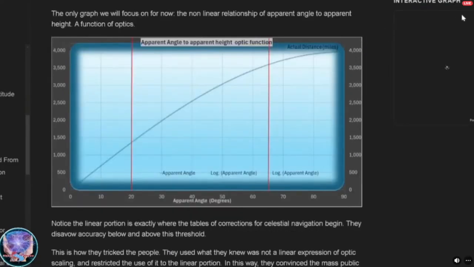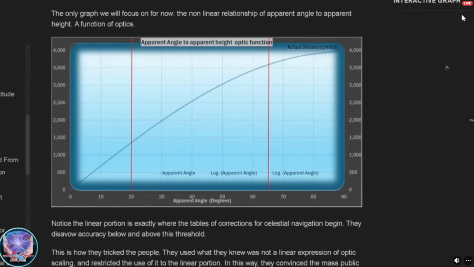This is essentially just apparent angle to apparent height. So this is the optics function. This is what it would appear to your eye if no other considerations were made. And this is the one that I think would best describe how they have celestial navigation currently operating, right? It's a logarithmic function. Again, logarithmic-like, doesn't approach zero, but approaches the limit of vision instead, never reaches it. The linear portion is exactly where the table of corrections for celestial navigation begins. They disavow accuracy below that amount and above that threshold. So I'm going to conclude and assert that this is how they trick people, right?